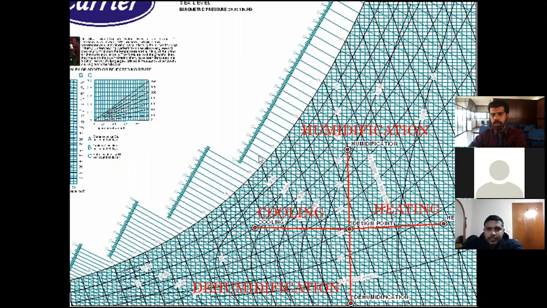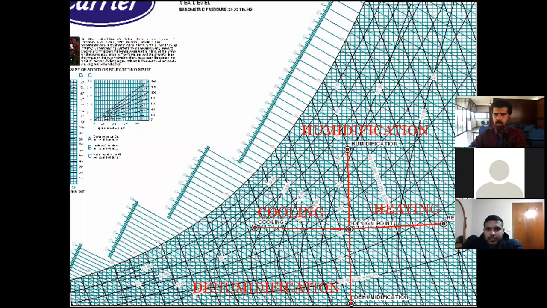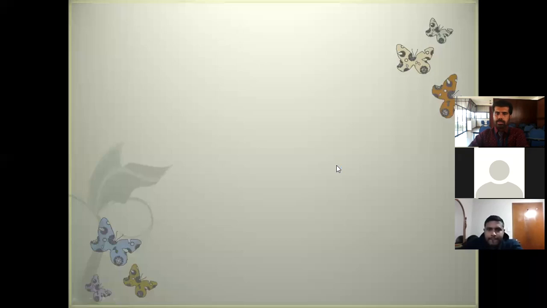You can give different points like this. You can give its airflow, and all these things you can connect. So you'll get humidification, cooling, heating, dehumidification, like that. You can give points. And I will show you how to do it.